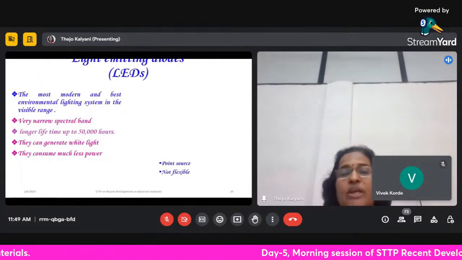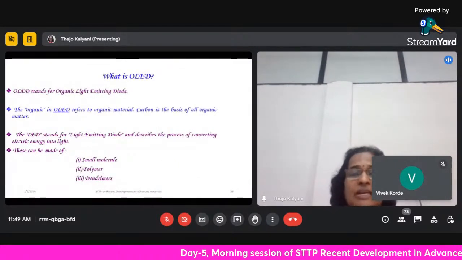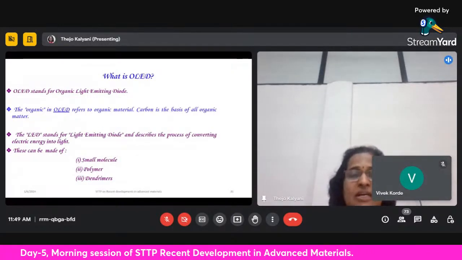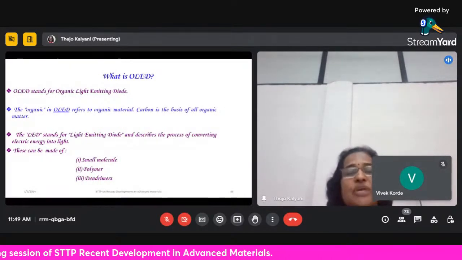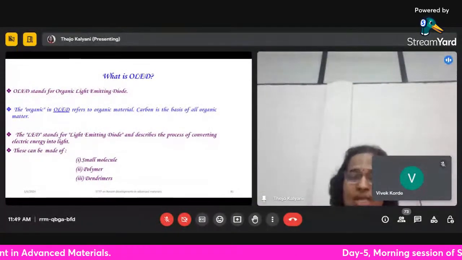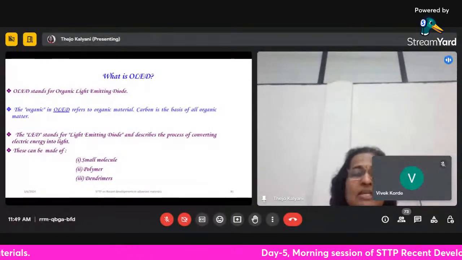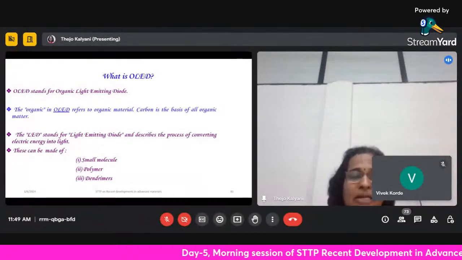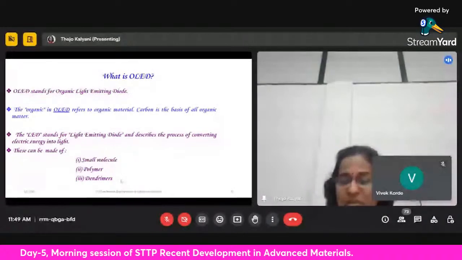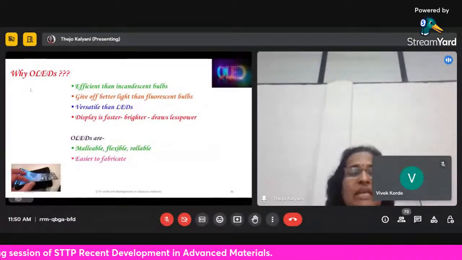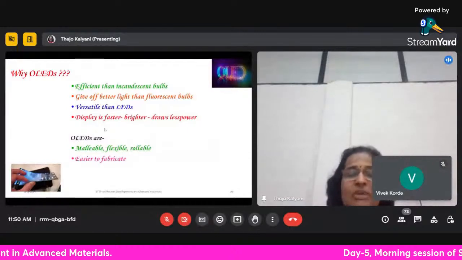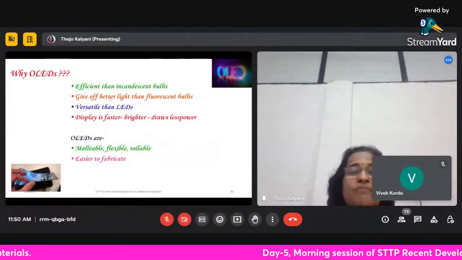And hence we are going for the next part of LED, that is nothing but the organic light emitting diode. The only difference here is the material which we are using to make an LED. In the initial case, we used inorganic material, and in this case we are going to use only organic materials, like small molecules, polymers, or dendrimers. So why do we need these OLEDs? We'll have a look at it, and then move ahead with the materials for OLEDs.